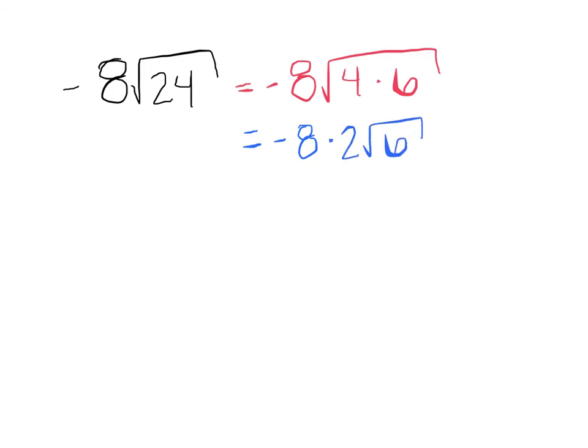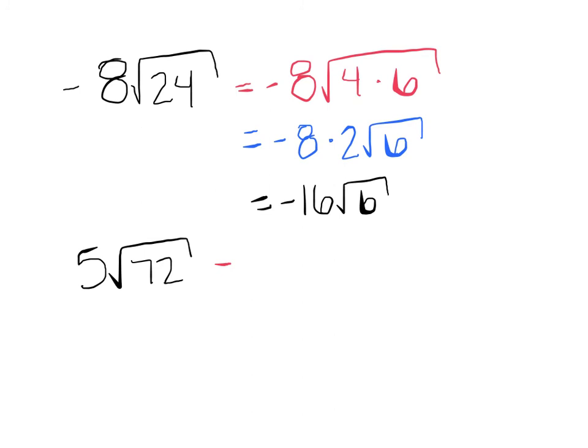Are there any other perfect squares that go into 6? Nope. So we're left with negative 8 times 2, which is negative 16, times the square root of 6. That extra number didn't change anything about our steps. We just had to multiply an extra number at the very end. We were still thinking about the same thing, still looking for perfect squares.